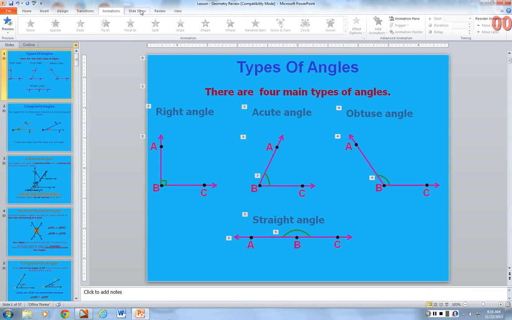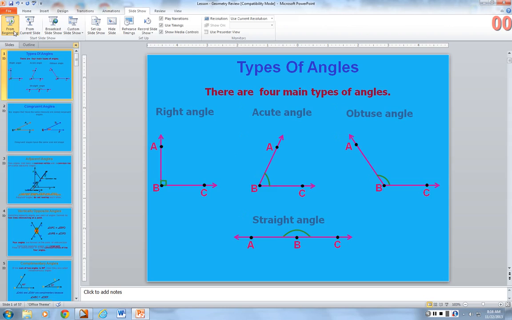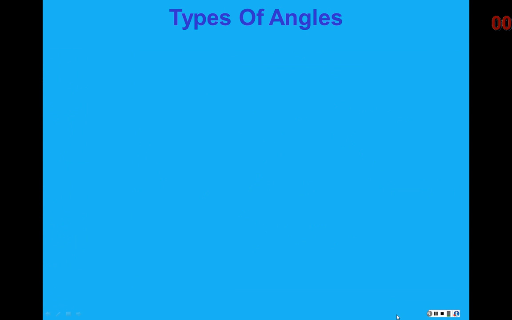Okay, so today we're going to work on our geometry review. First thing I want to review is lines and angles. What are the four main types of angles? You can show me with your air writing if you want. What are the four main types of angles?